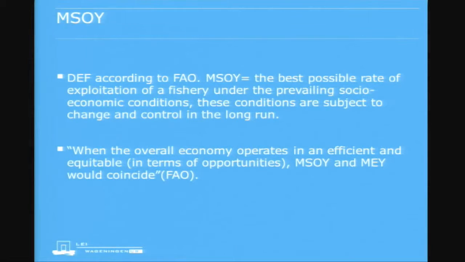So first I was looking for a definition, and the FAO provided one. The maximum social yield is the best possible rate of exploitation of a fishery under the prevailing socio-economic conditions, and these conditions are subject to change and control in the long run. When the overall economy operates in an efficient and equitable way in terms of opportunities, MSY and MYFISH would coincide, according to FAO.